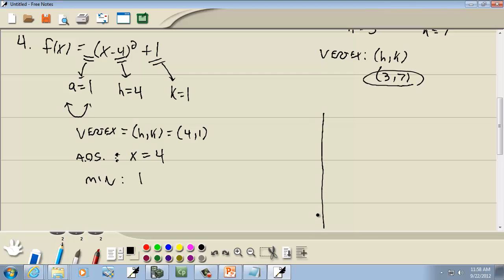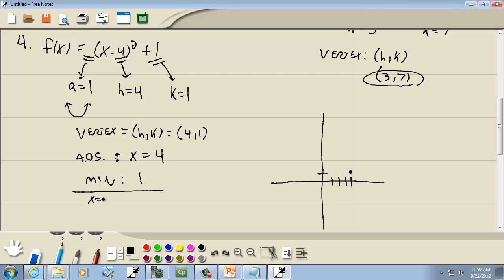Now let's graph this. So the vertex is (4, 1). I go to (4, 1) and put my dot, my point. And I know it opens up, so I already have an idea of what it's going to do. What the book implies is they want you to find the intercepts to help you get the graph. Sometimes the intercepts are hard as can be to get. So if you're doing this by hand, instead of doing the intercepts, pick a point. Doesn't matter what point, but pick a point. Like maybe I'll pick 2.